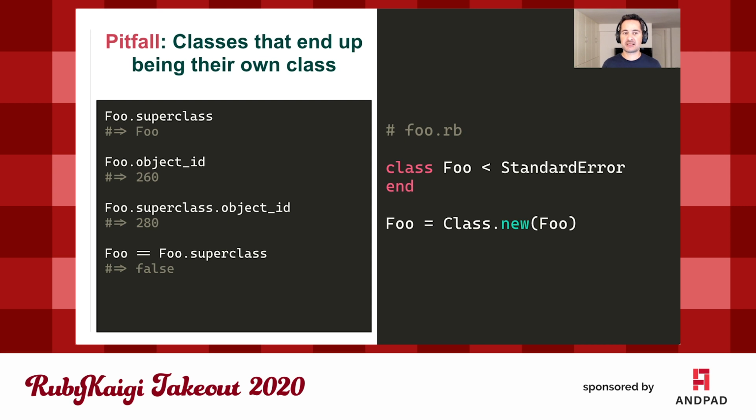So what happens is, if you ask Foo, what is your superclass? It says my superclass is Foo. But you say that's not possible. This class cannot have itself as its superclass. So you check the object IDs. Well, they're different, obviously, because they're different instances. Their names just happen to be the same, and they're not even equal to each other.